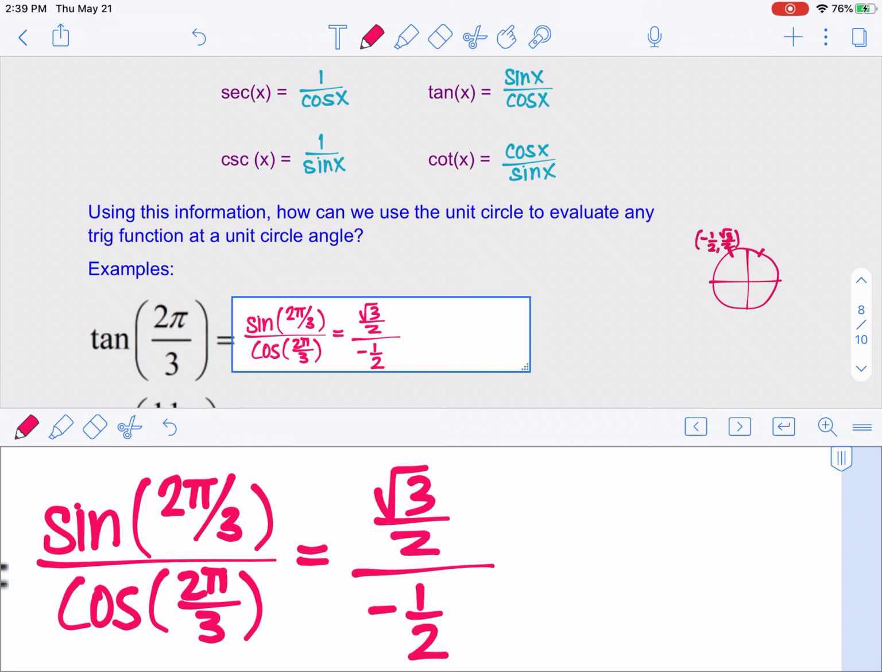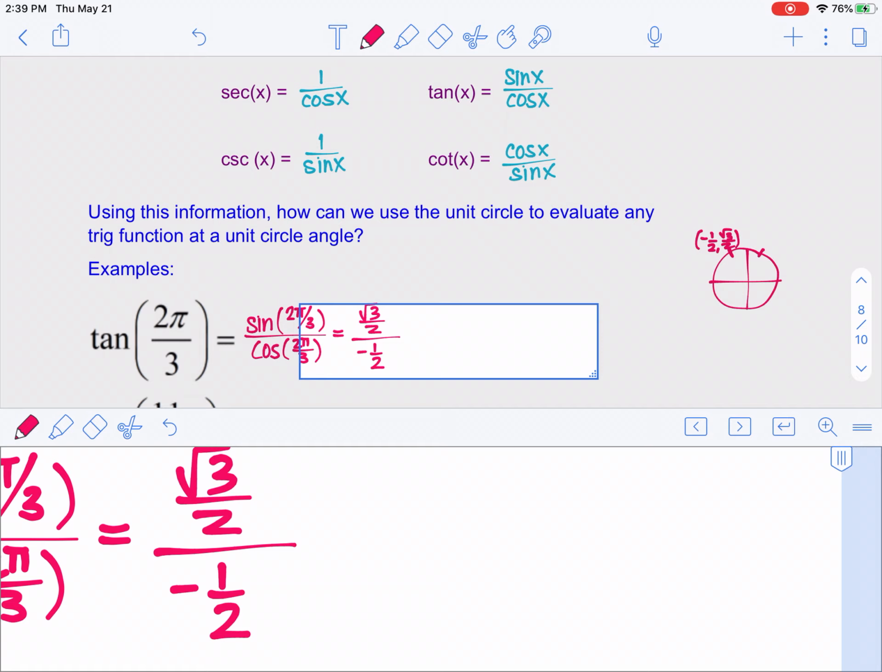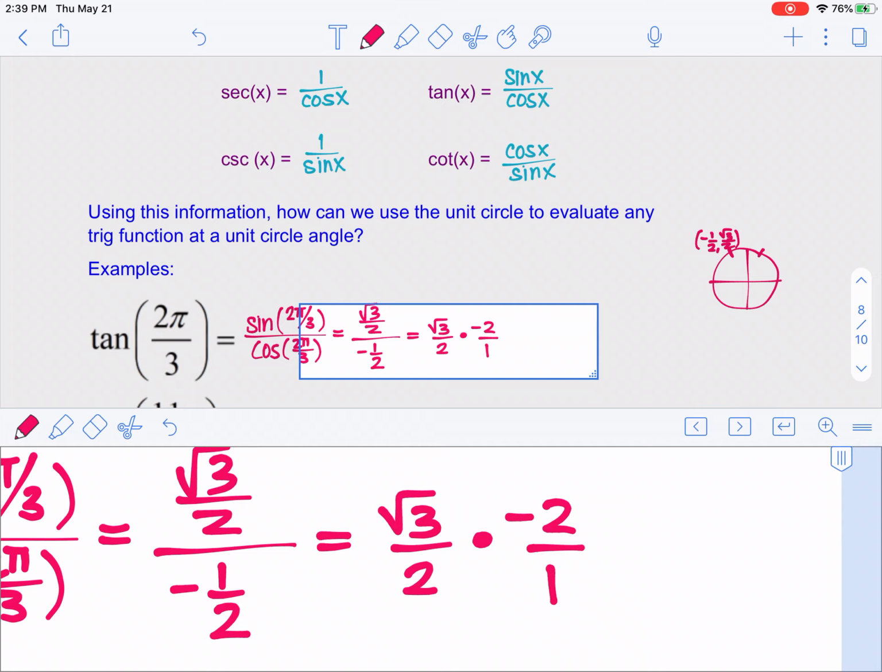Okay, so technically that is true, but it's also disgusting because who wants a fraction in a fraction? So if you recall, one way to deal with that is instead of dividing by a fraction, you can multiply by its reciprocal. Okay, so if I multiply by the reciprocal of negative 1/2, I get this. And my 2's cancel. My final answer is negative root 3.